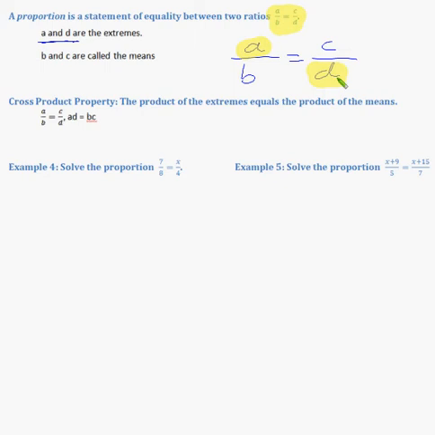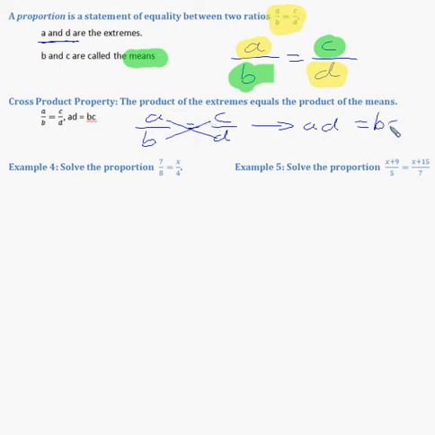the first number and the last number are called the extremes. The ones in the middle here are called the means. So B and C are called the means. And so there's a property here, the cross product property says the product of the extremes equals the product of the means. It's called the cross product property because when you have A over B equals C over D, you can say the cross product A times D equals B times C. So you make an X there in the middle.